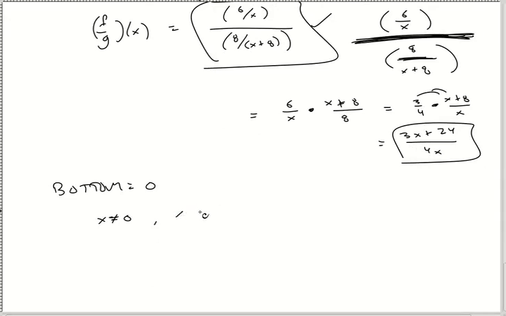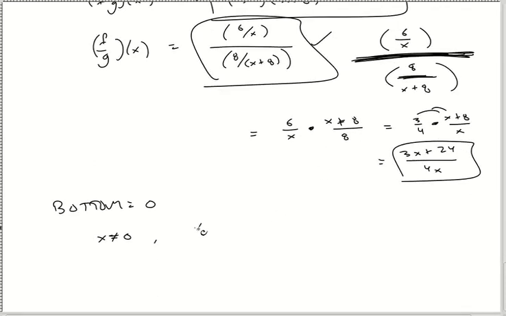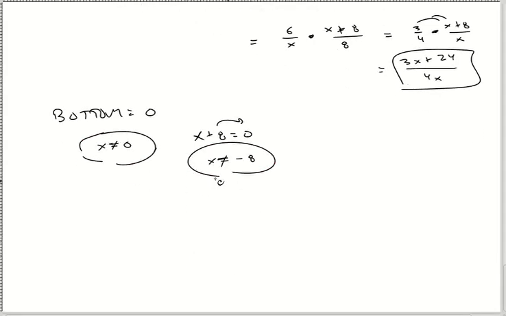Hold on, let's go back up. See how it says x plus 8 equals 0? Again, set the bottom equal to 0. Move the 8 over. x equals negative 8. Again, I don't want to say equals, just not equals. These are the values that we're trying to avoid. Those are my vertical asymptotes and all that kind of stuff.